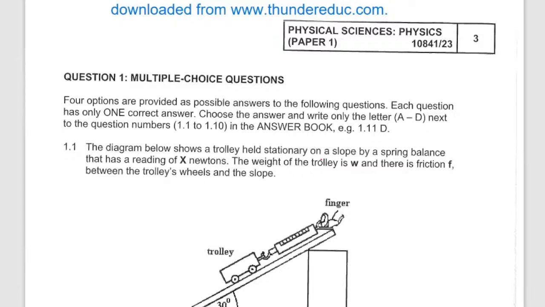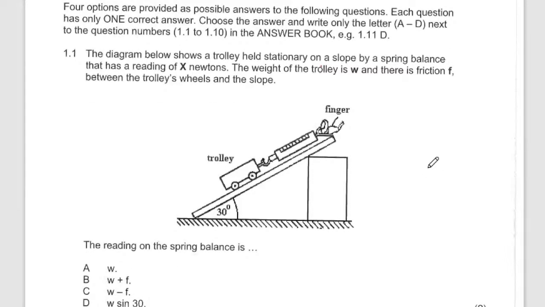Okay, so 1.1, they're telling us the diagram below shows a trolley that is held stationary on the slope by a spring balance that has a reading of 8 centimeters. The weight of the trolley is W, and there's also friction between the trolley wheels and the slope. What is the reading?